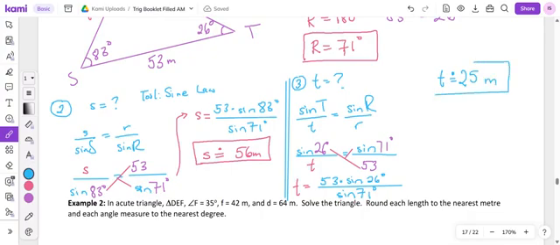Once again, I had to round up. Yeah. Right? It's 25 because 24.57 is going to be 25. Questions?